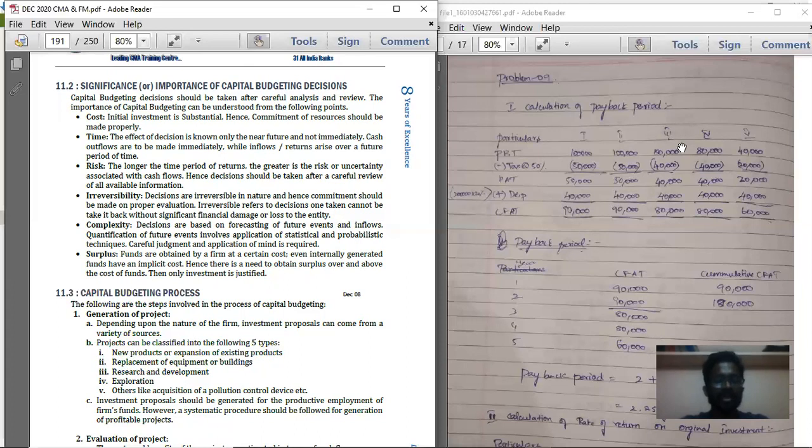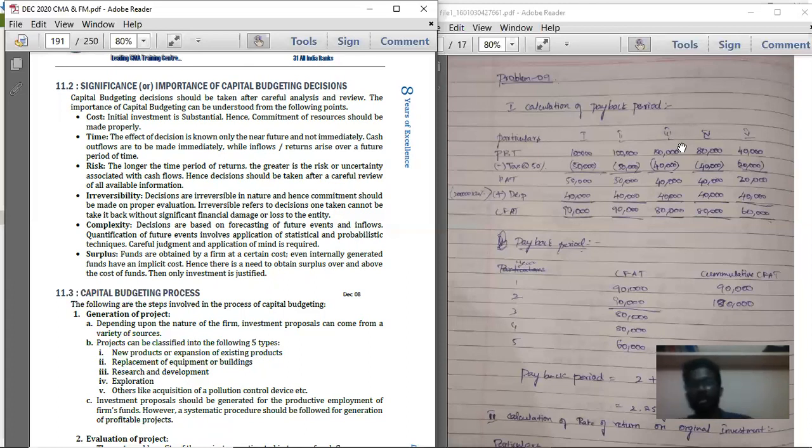Next is complexity. Decisions are based on forecasting of future events. See, normally the future is uncertain. So there is always a complexity involved in any decisions made using capital budgeting. Next is surplus. Funds are obtained by the firm at a certain cost. Even internally generated funds have an implicit cost. Internally generated funds means profits.